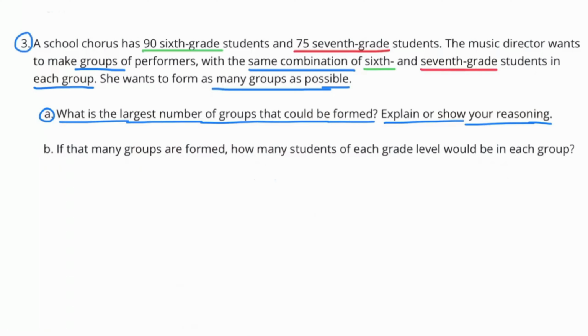Number 3. A school chorus has 90 6th grade students and 75 7th grade students. The music director wants to make groups of performers with the same combination of 6th and 7th grade students in each group. She wants to form as many groups as possible. A. What is the largest number of groups that could be formed? Explain or show your reasoning.